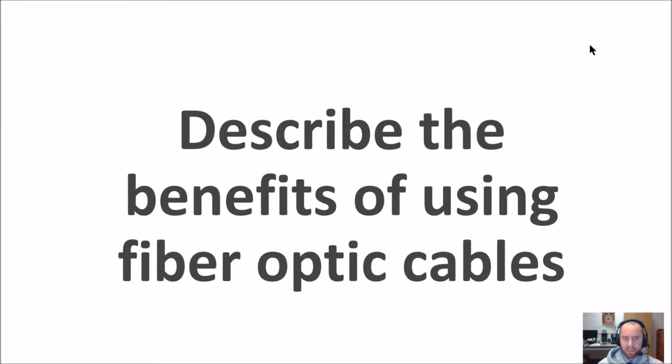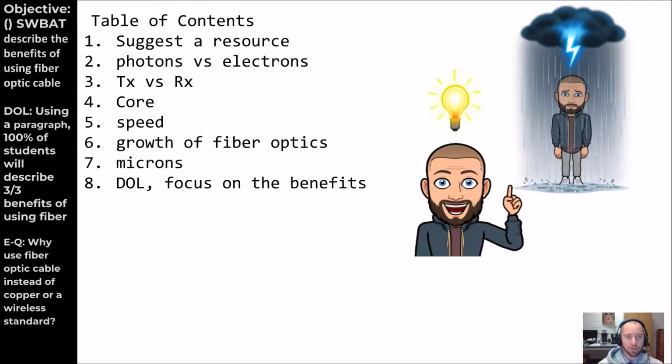The objective today is to describe the benefits of using fiber optic cables. So the first thing I'll do is suggest a resource for you to go to if you wanted to learn more about fiber optics. The second thing is we're going to talk about how fiber optics is using photons instead of electrons. So there you go, right here, and instead of using electricity, we're going to use light. That also means that the way you transmit is going to be different than the way you receive, at least in fiber optic cabling.